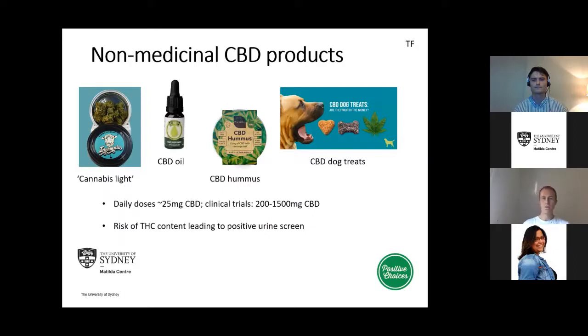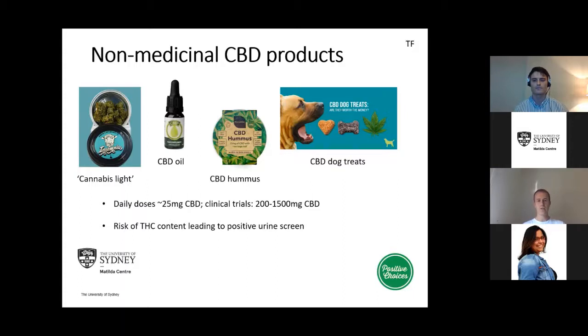And there are some concerns, particularly when people are using these for their supposed health benefits. With these non-medicinal CBD products, the daily doses that people consume are around 25 milligrams, and this is a low dose of CBD. By contrast, the clinical trials that have found medicinal benefits of CBD typically test 200 to 1,500 milligrams of CBD. So if somebody decided to use a CBD oil because they thought it might reduce their anxiety, based on some research they'd read, it's very, very unlikely that they would reach an effective dose. CBD oil is likely to have very limited pharmacological activity due to this low dose, and so it's essentially going to be an expensive placebo.